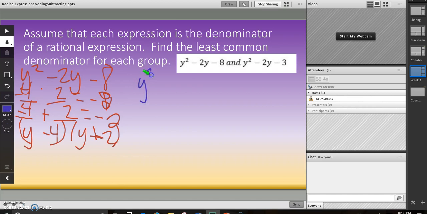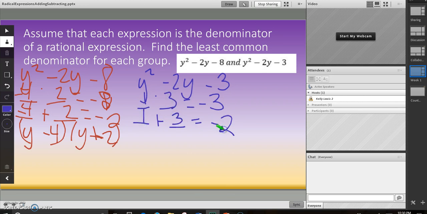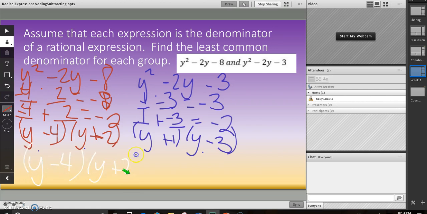And then we have y squared minus 2y minus 3. So it multiplies to give me negative 3, adds to give me negative 2. Well, the only thing that multiplies to give me 3 is 1 and 3. 2 is negative, so that means the bigger number is negative. So I get y plus 1, y minus 3. Notice every single thing is different. So y minus 4, y plus 2 from the first guy. From the second guy, y plus 1, y minus 3. That's it.